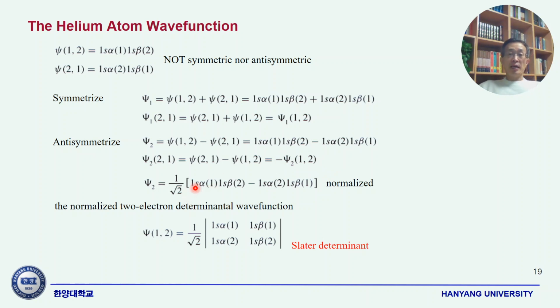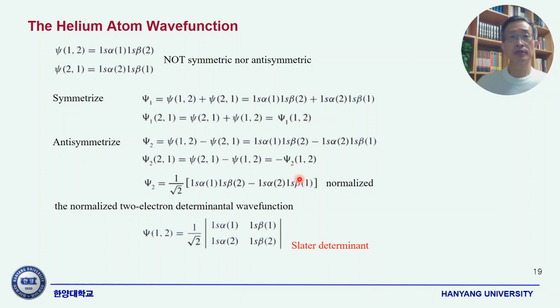So the antisymmetric and normalized function is this. This function requires a normalization factor of 1 over square root of 2. So this is right. This is not right because it is not antisymmetric. This is right. This is the antisymmetrized wave function for the helium atom. Yeah, it's complicated, but we are lucky.